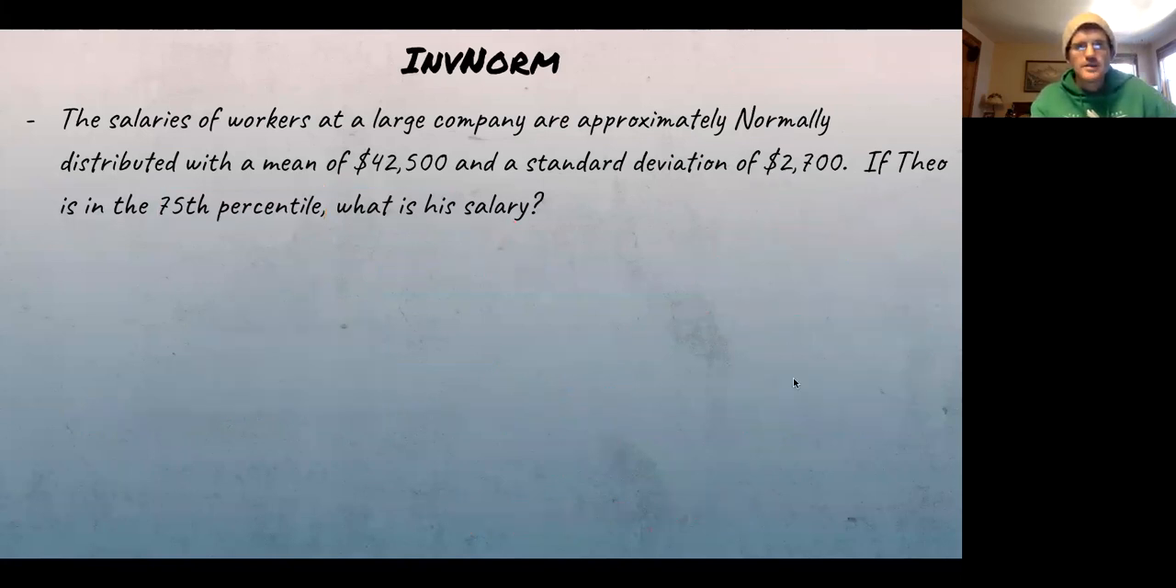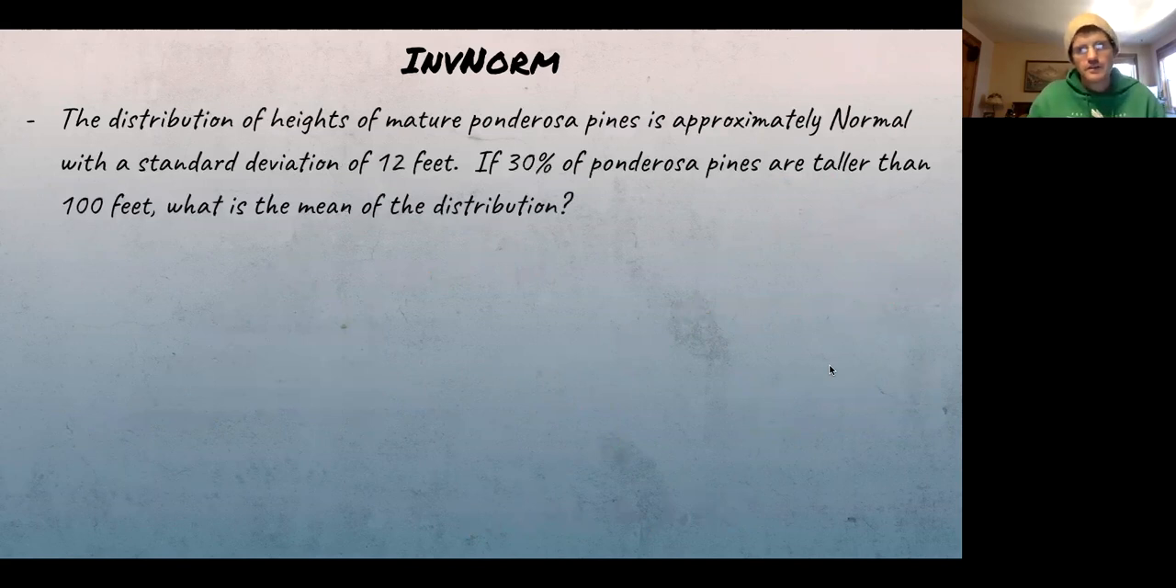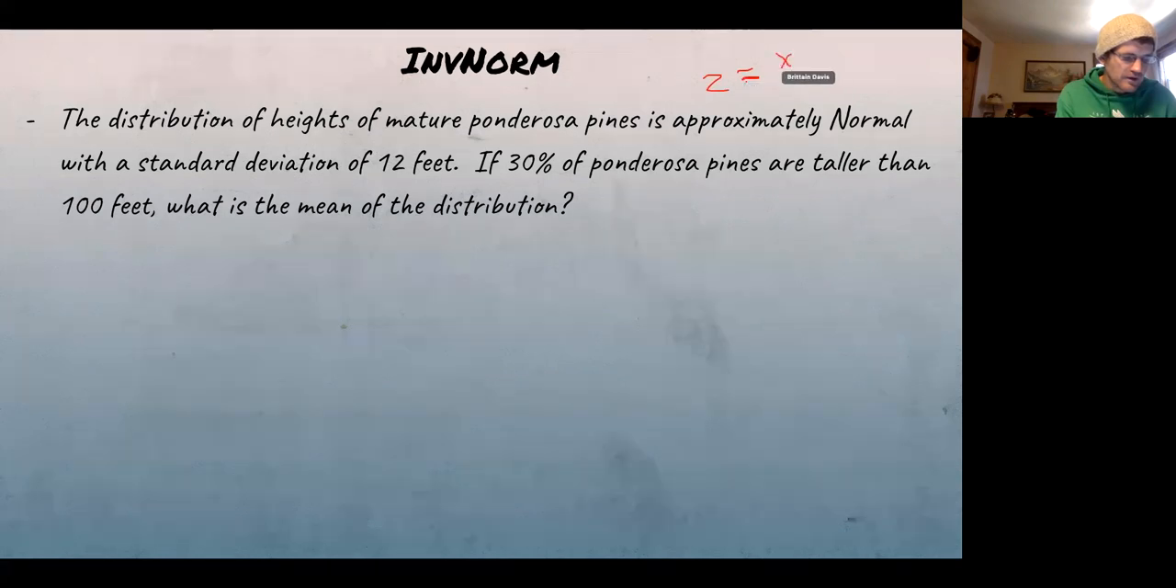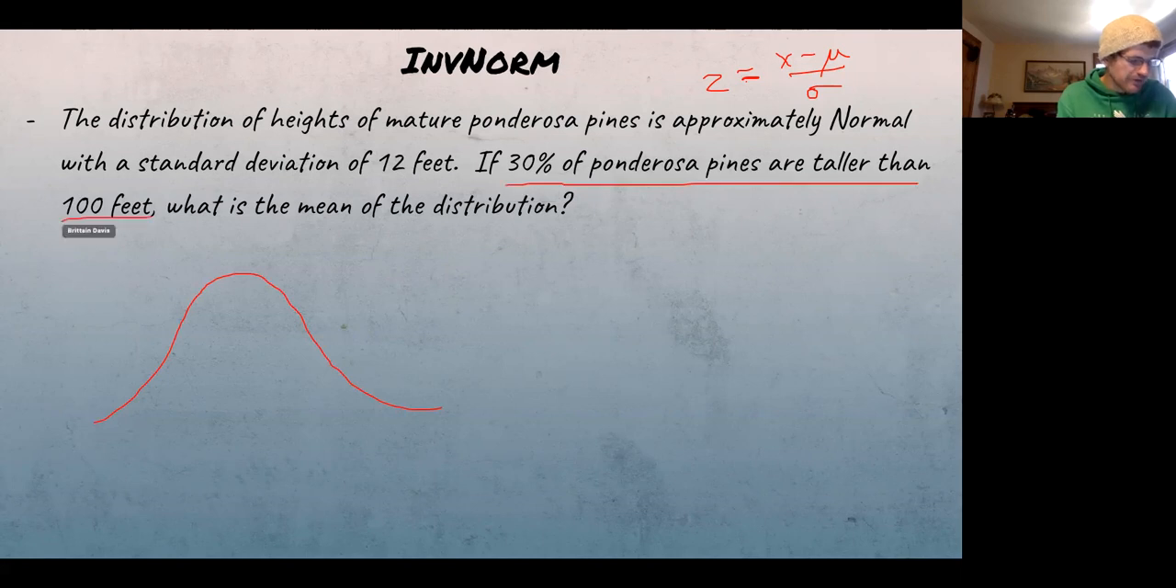So let's look at another example. We've got a normal distribution of mature ponderosa pine heights. There's a standard deviation of 12 feet. If 30% of ponderosa pines are taller than 100 feet, what is the mean of the distribution? So I will need to use the z-score, but before I do that, I want to set up my diagram. So it's going to be this normal curve. It says 30% of ponderosa pines are taller than 100 feet.